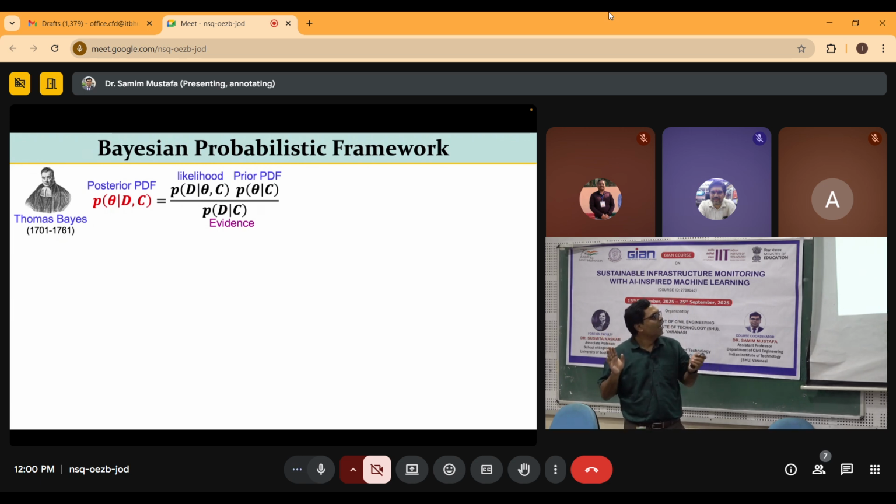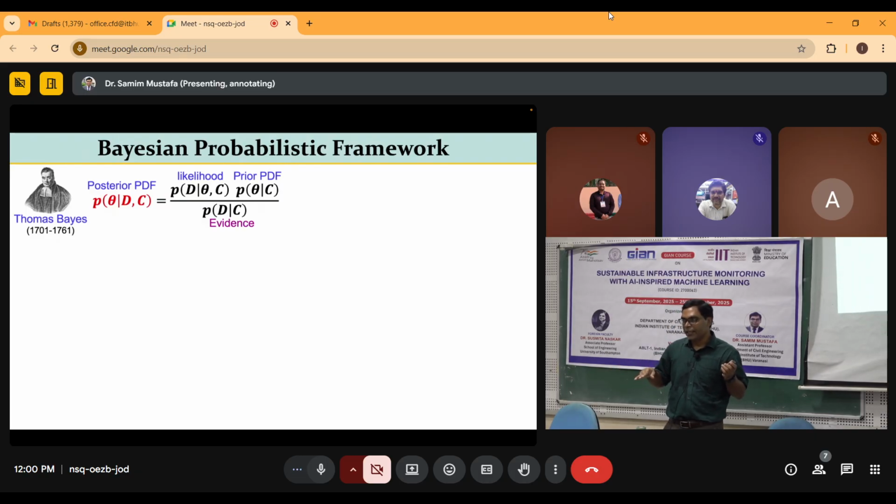This is called the prior probability density function, probability of theta conditioned on C, and probability of D conditioned on theta and C is called the likelihood function, because this is based on the observed data. The left hand side is called the posterior or updated probability, because now you have updated information of theta based on the observed data. And probability of D conditioned on C is the evidence, which is at the denominator.